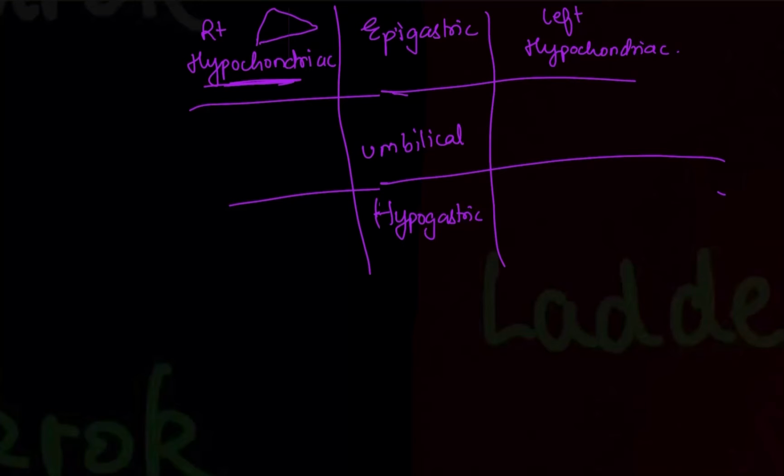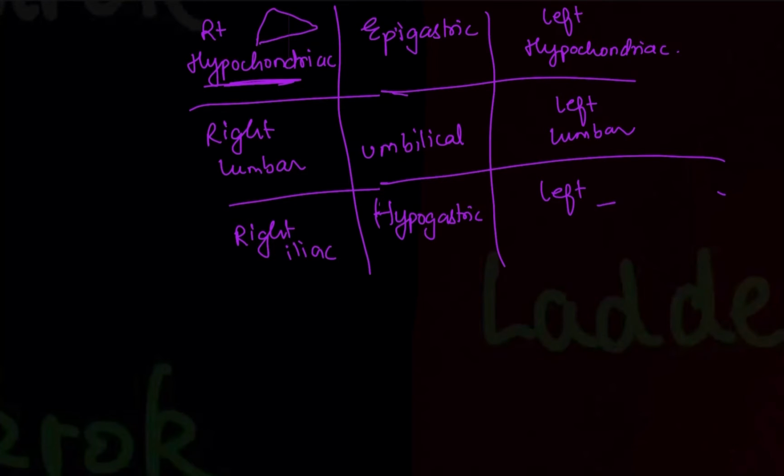On the right side of the umbilical region you have the right lumbar region. Which region? Right lumbar region. On the left it has the left lumbar region. Hypogastric on the right side has the right iliac region. If you know the bones, if you know this location which I am talking about, then it is very easy for you to understand this. And on the left side it will have the left iliac region.